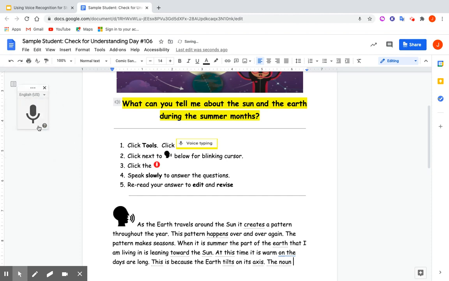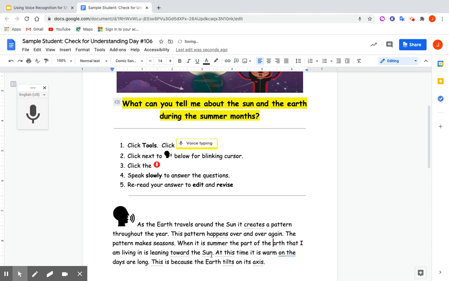So now I click again. I'm going to go back and I'm going to delete what it picks up that doesn't belong. And I'm going to reread it. As the Earth travels around the sun, it creates a pattern throughout the year. This pattern happens over and over again. The pattern makes seasons. When it is summer, the part of the Earth that I am living in is leaning toward the sun.